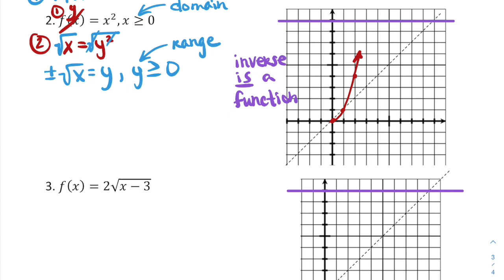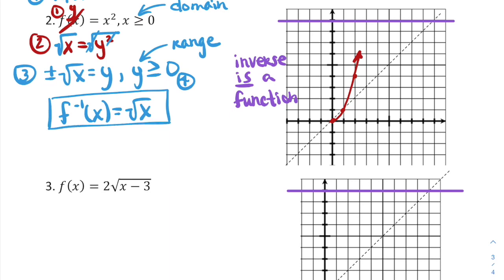So step number 3 was this. Step number 4 is that I'm going to get rid of the plus and minus by restricting my range. Sorry, that 4 goes over there with my restriction. And now I can write this in function notation. So f inverse is equal to square root of x. Again, we got rid of the positive and negative. It's just a plain old square root of x, so it's always going to be positive.